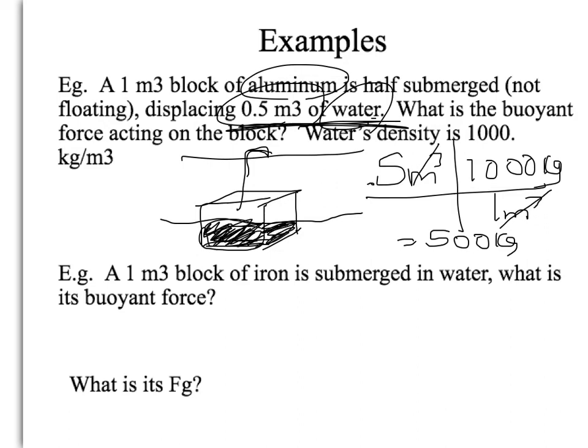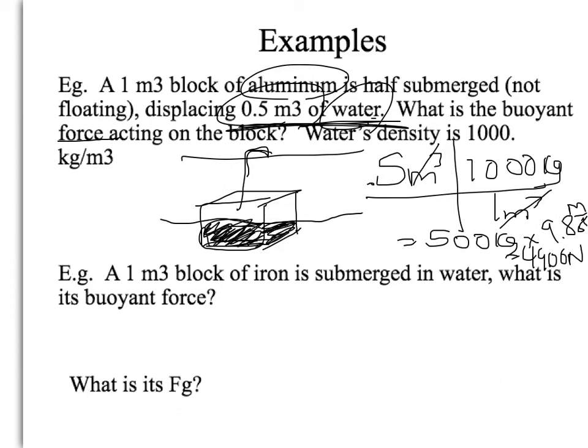Now, to actually find a force, of course, this is a mass. I'm going to multiply by 9.8 meters per second squared, and I'm going to get 4,900 newtons of force. That is the buoyant force. It has absolutely nothing to do with aluminum, the weight of aluminum. We may want to calculate that, but that is not what's being asked.